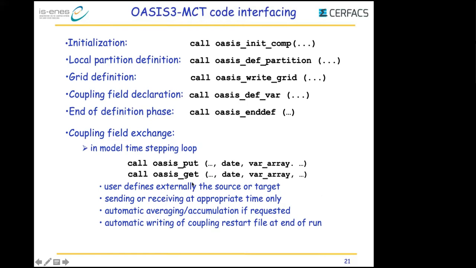You also see that, for example, the coupling frequency is not specified in the put. So basically, in the model, you can call the put or the get every time step, and the date will be analyzed, and the coupling exchange will be done if it's a date that corresponds to a coupling period as specified in the external configuration file. So this is, again, very convenient. If you want to change your coupling frequency, you don't have to change your code. You just change your external configuration. And then you have a termination call.